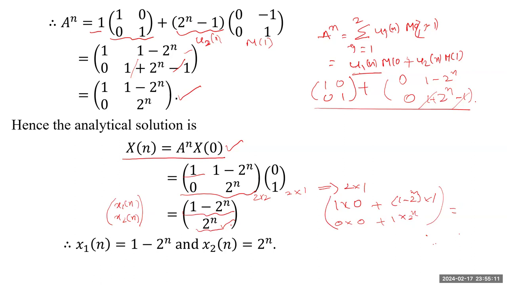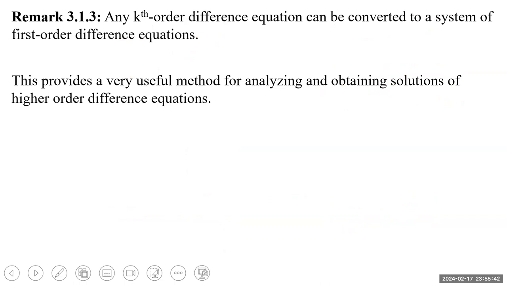And then the advantage of the conversion from the kth order linear difference equation to a system of first order k linear difference equations. Then we will see the best example, the Fibonacci. So this is the advantage of converting a kth order difference equation to a system of first order linear difference equations, right?